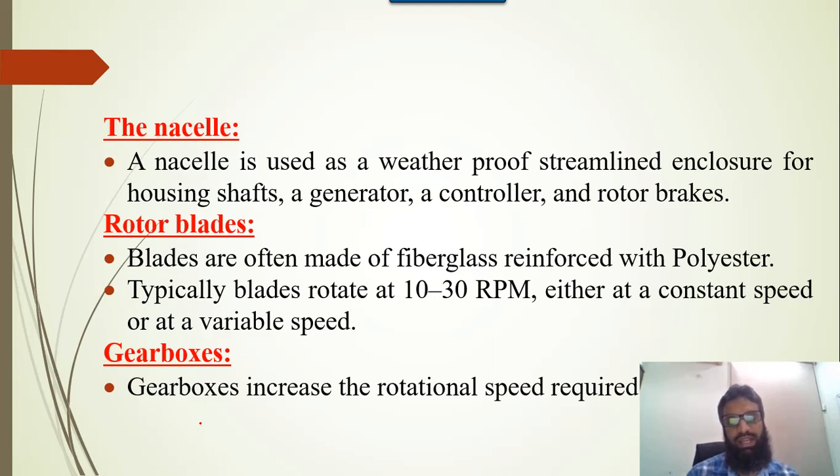The second thing is rotary blades. Rotary blades are often made of fiberglass reinforced with polyester, and typically rotary blades rotate at approximately 10 to 30 rpm, either at a constant speed or a varying speed. Then we have the gearbox. The gearbox is basically to increase the rotational speed of the rotor to fit the generator. Normally the gear ratio is 1:50 or more than 50.